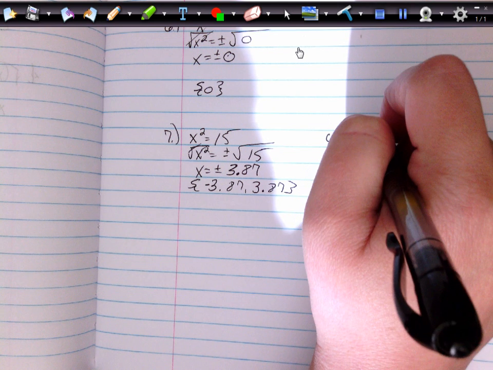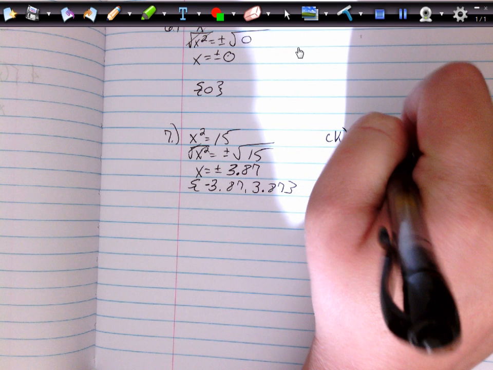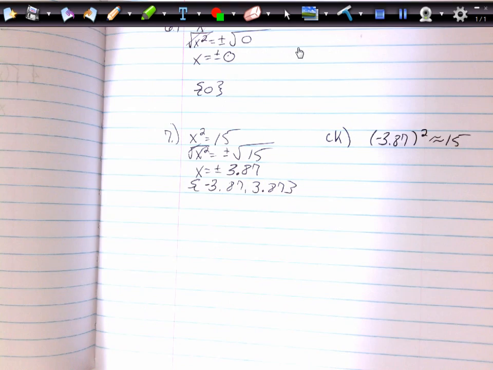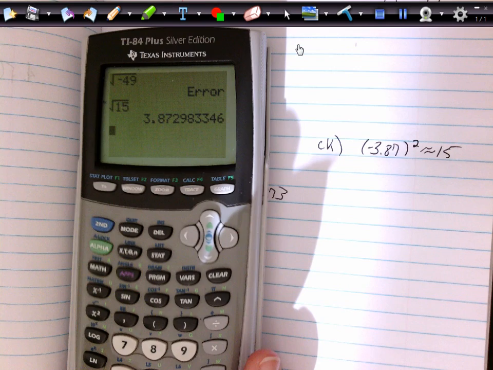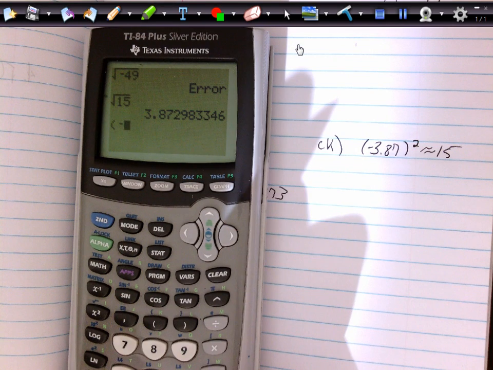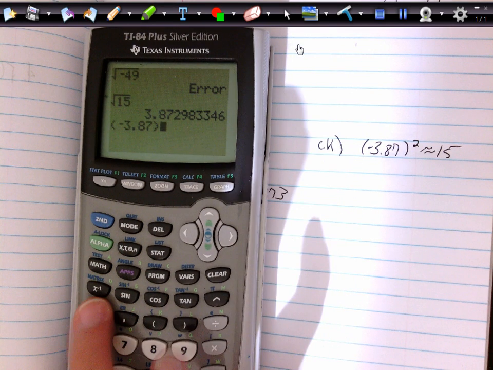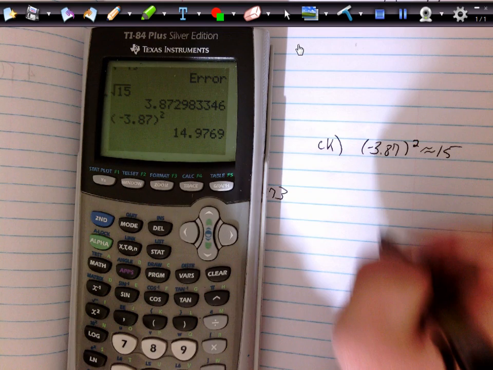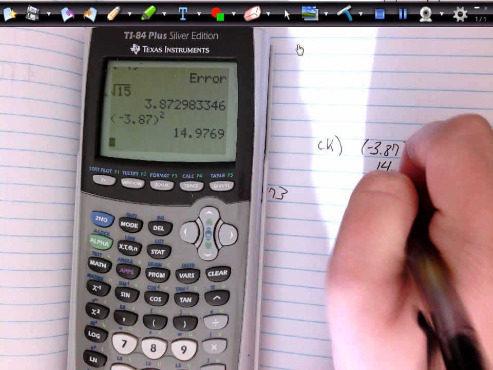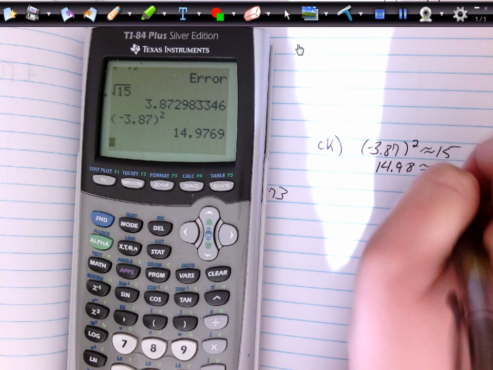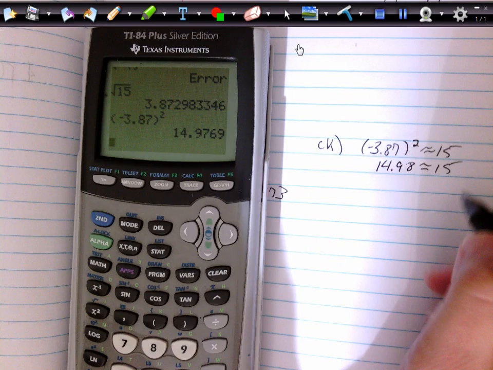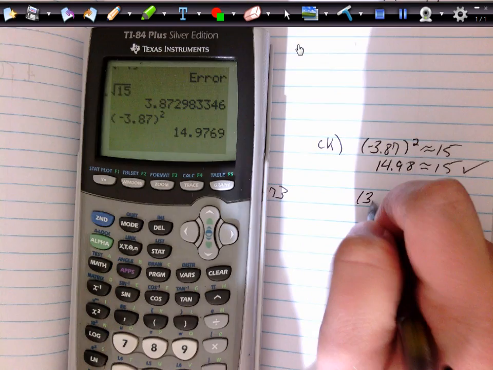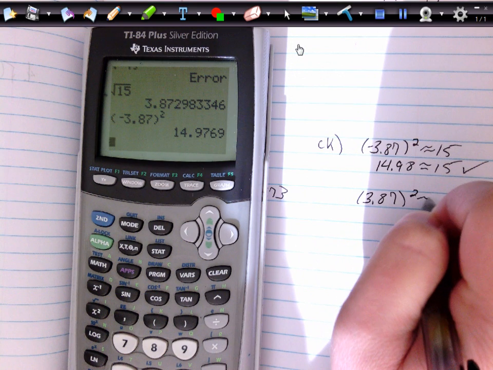So if I say negative 3.87 squared, now I'm going to change this to approximately 15, because in my calculator, if I say negative 3.87 squared, I'm going to get 14.9769, which we're going to say is 14.98. Since we rounded, and the 14.98 is very, very close to the 15, we're going to say that checks out.